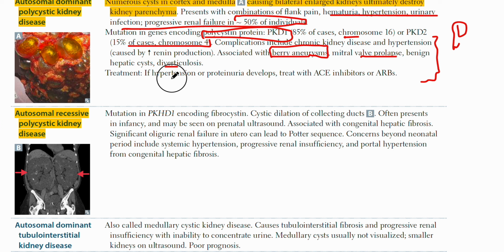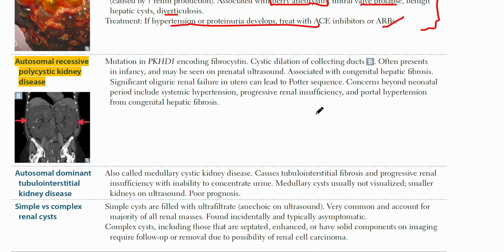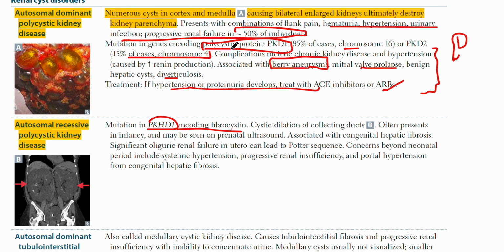And the treatment is, if hypertension or proteinuria develops, we have to treat with ACE inhibitors or ARBs, that is angiotensin receptor blockers. So for autosomal recessive polycystic kidney disease, there is a mutation in PKHD1 encoding fibrocystin. Here there was a mutation in polycystin protein. Here there is a mutation in fibrocystin.